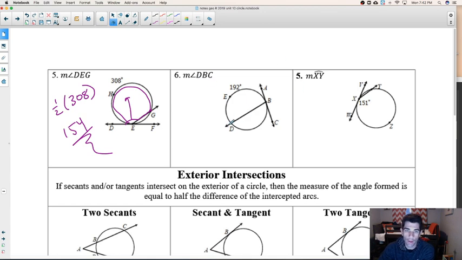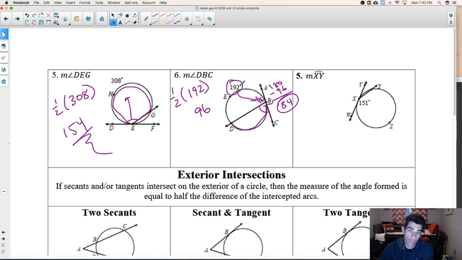Next one, find angle DBC. So that's right here. And that means I would take 1/2 of this arc. But I don't have that arc, I have this arc. So there are two ways that you can go about that. One of the ways is you can just figure out this guy, similar to the question we did earlier. So I would do 1/2 of 192, and that's going to give me 96. So this angle here is 96 degrees. And then I can just do 180 minus 96, and that's going to give me 84, and that's going to be your answer there.